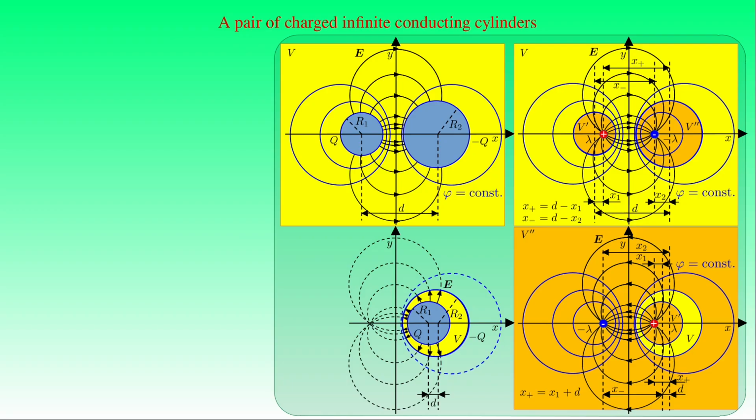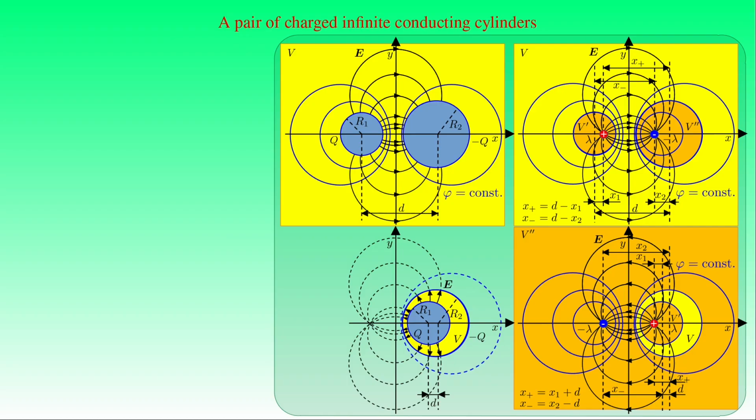We can also express the distance x sub minus between the negative line charge and the center of the inner cylinder as the distance x sub 2 between the line charge and the center of the outer cylinder minus the distance d. The conditions for the positions of the image line charges follow from the one obtained in the previous example with a single line charge and a single cylinder.